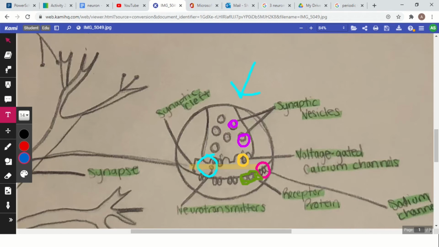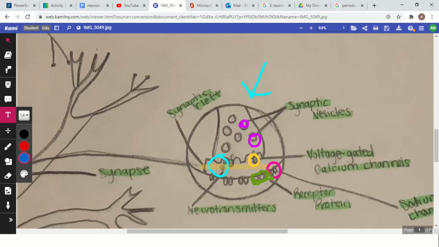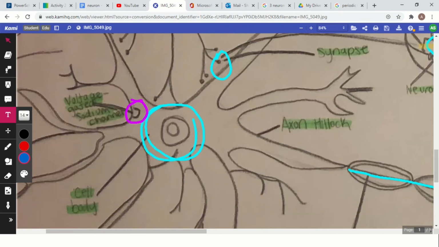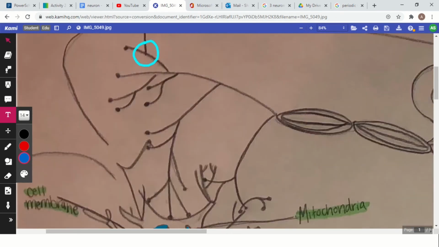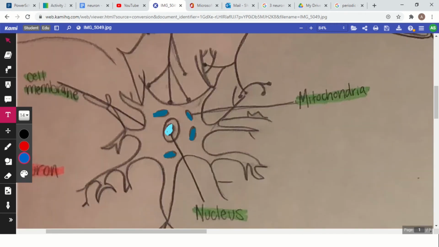Then we're going to go to the cell membrane, which is up here, and the cell membrane is like the outside, and it completely separates the cell from its external environment, and it keeps everything out that's supposed to be out and everything in that's supposed to be in.